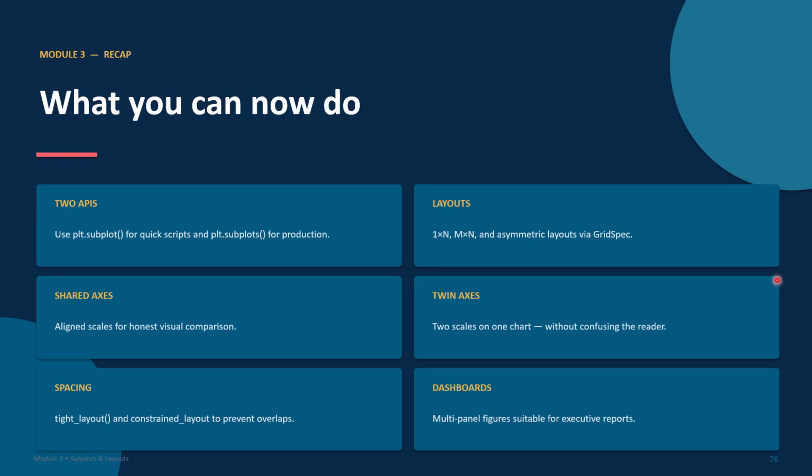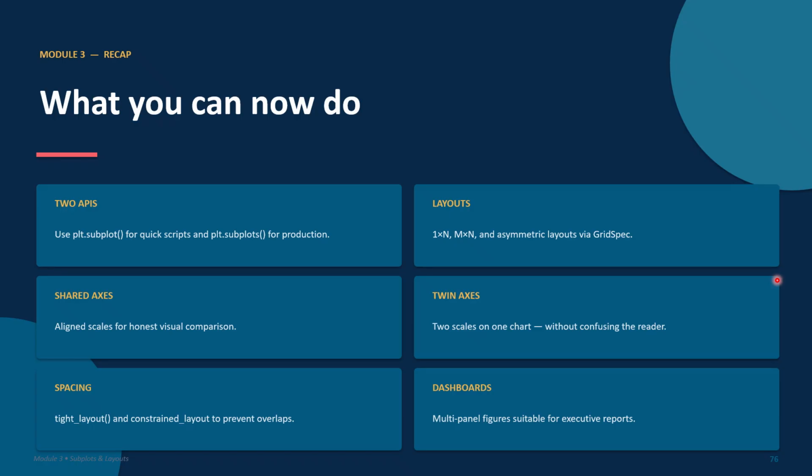Whenever you want mixed size panels, you can use the GridSpec method. If you have to make shared axes, then you can use sharex equal to True and sharey equal to True, which gives you identical scales. Then the twinx method, as we have seen, gives you a dual scale chart and makes it very readable. And for spacing, we have seen the tight_layout method, and subplots_adjust can control it manually. And we have seen how to create multi-panel business dashboards.